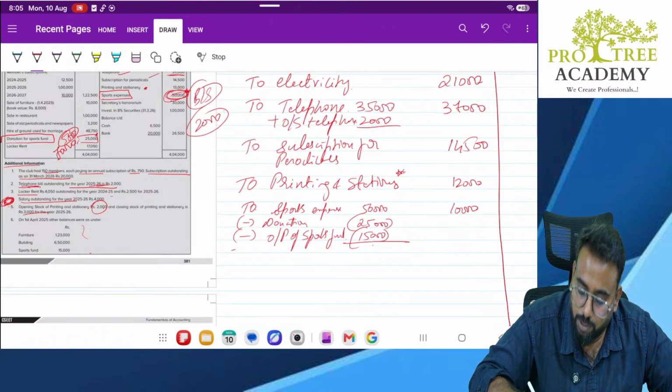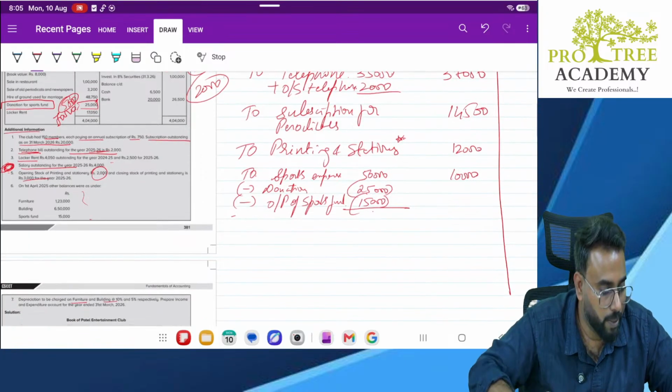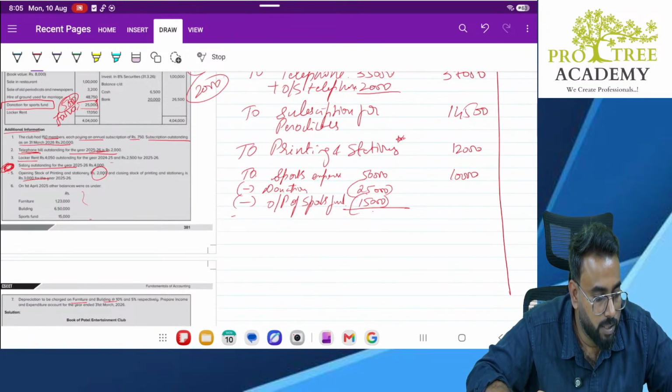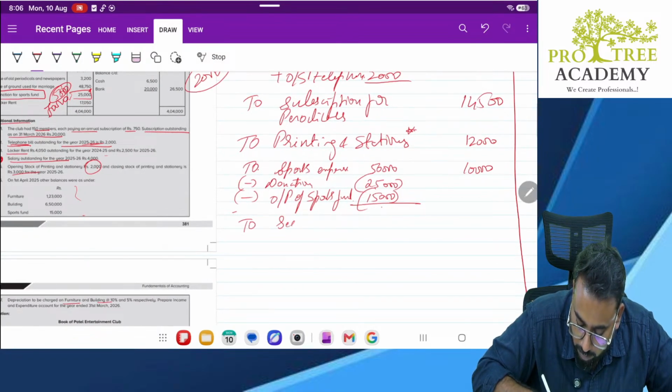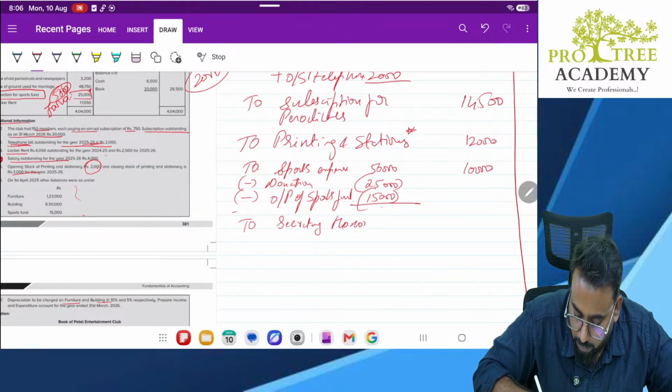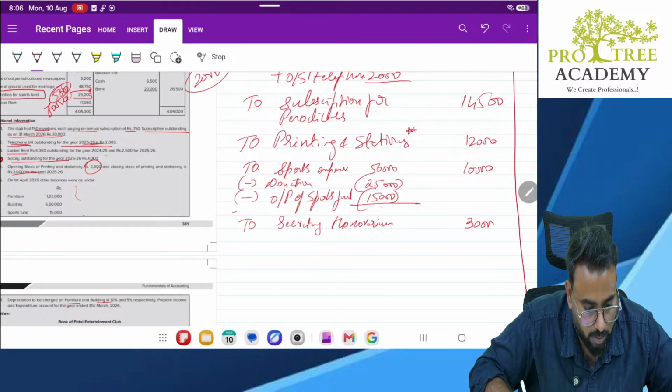See, out of 50,000, 25,000 I have received as donation in the current year. 15,000 was already there in the opening balance. I need to adjust it. Clear? Okay, so be careful, slowly. Next, secretary honorarium. Any adjustment with respect to secretary honorarium? Nothing. How much? 30,000.